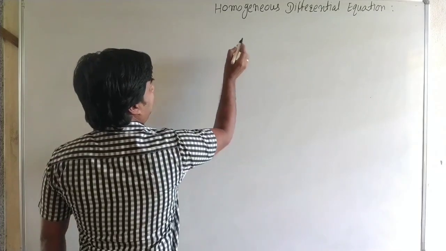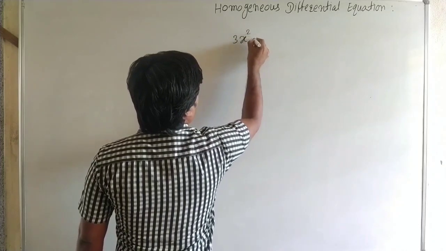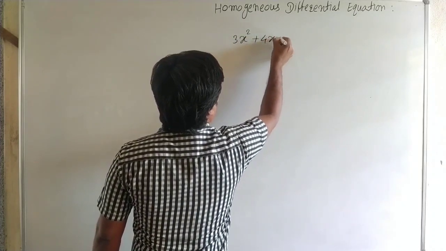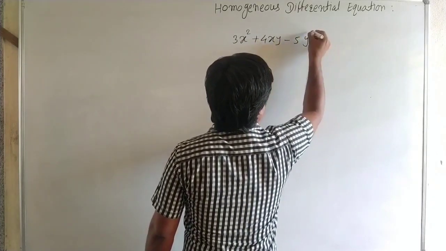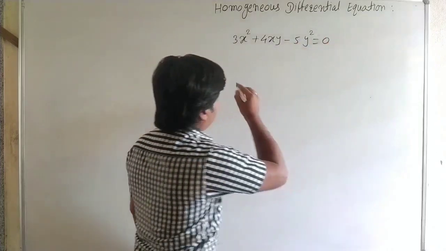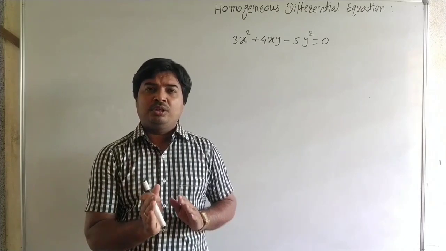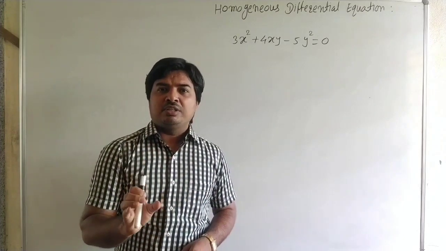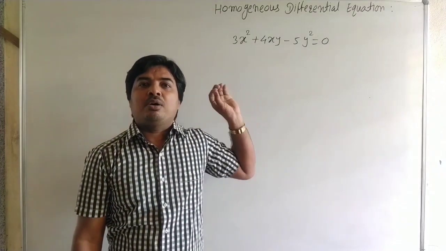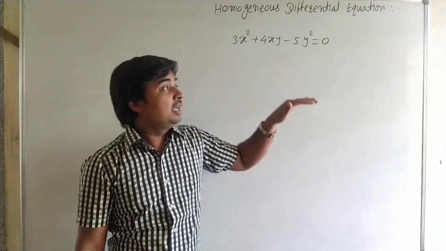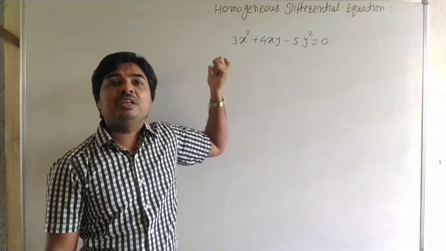Here, for example, we see 3x square plus 4xy minus 5y square is equal to 0. Here it is a second degree homogeneous equation. Homogeneous equation means the degree of each term in the equation is the same, and degree of a term means the sum of the powers of the variables. Here it is a second degree homogeneous equation in x and y.